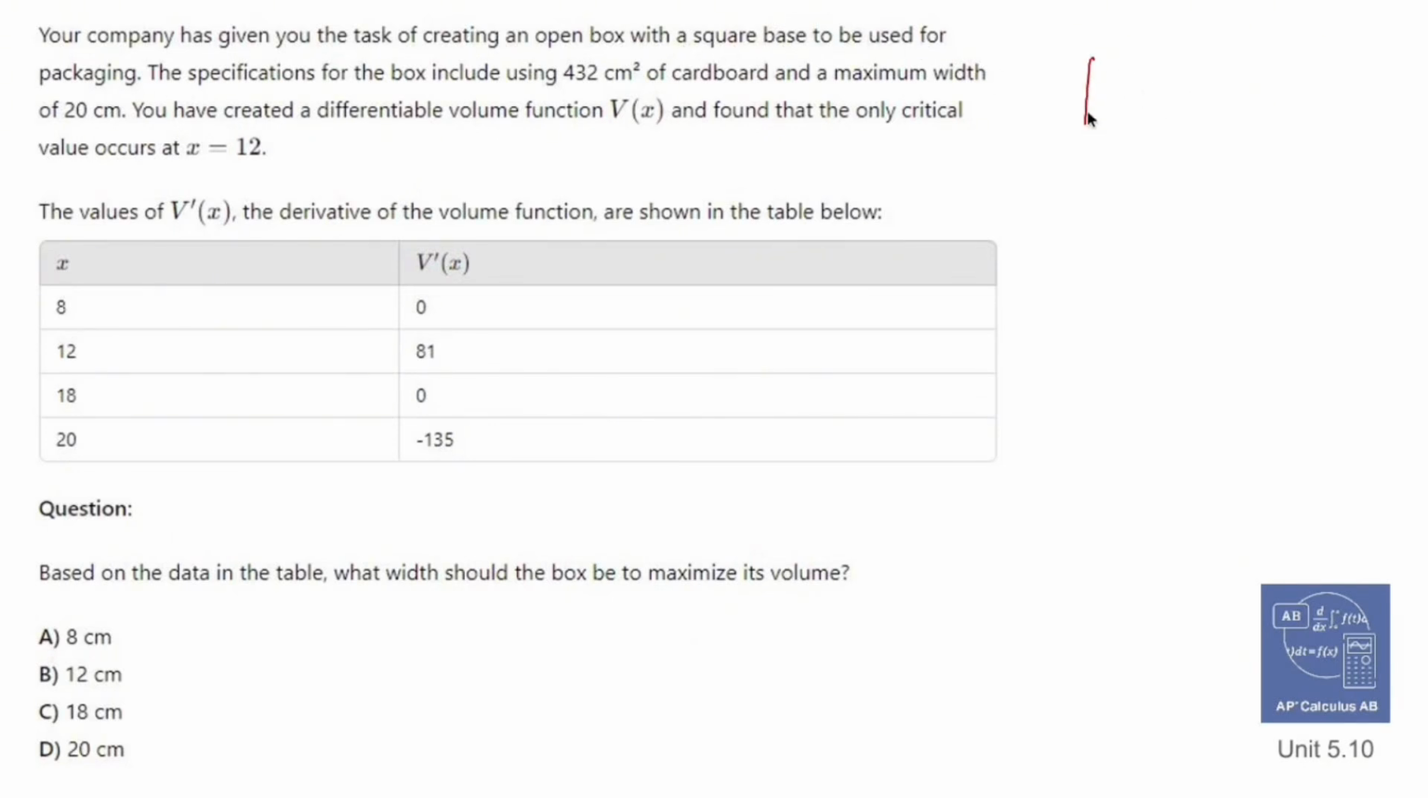Your company has given you the task of creating an open box with a square base to be used for packaging. So we draw a picture, and I don't know what I'm doing, so that's the best I can do. The specifications for the box include using 432 centimeters squared of cardboard and a maximum width of 20 centimeters.